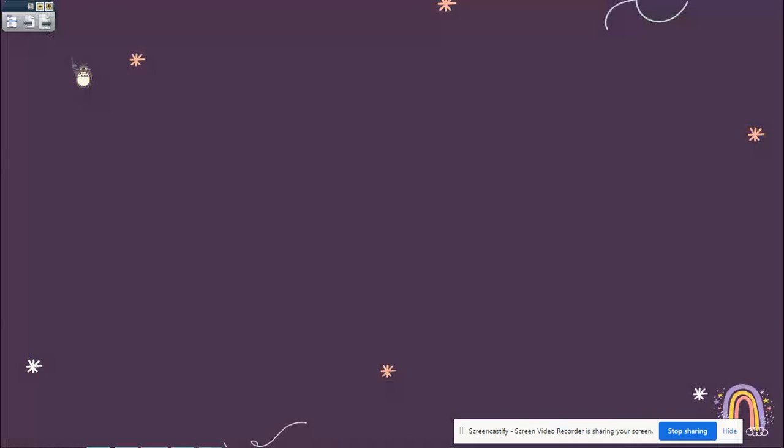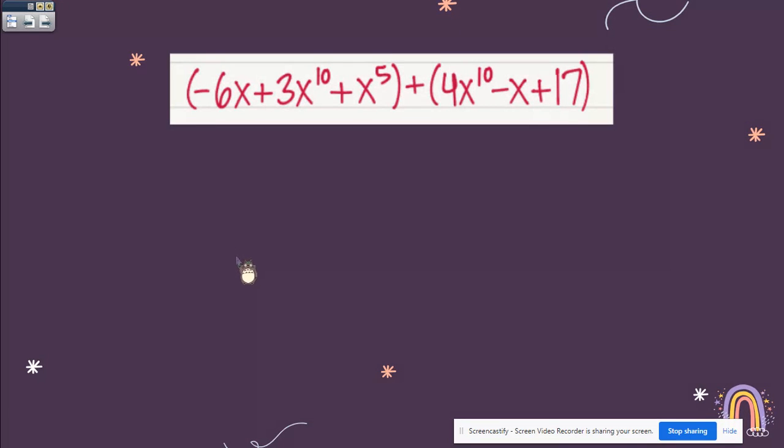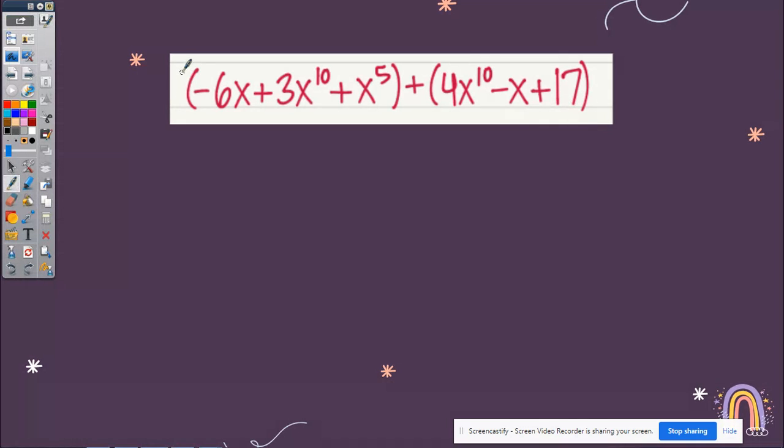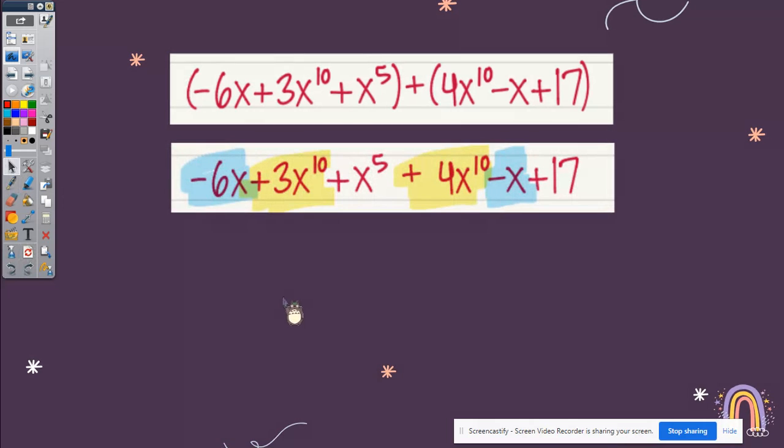All right, so now let's check another example. So here I am just adding the two polynomials. Don't forget, like I told you before, this is a positive 1. This is a positive 1. When you distribute on both sides, you can see that nothing's going to change because it's a positive 1. So I rewrote it without any parentheses, and I highlighted those terms that I can combine. Negative 6x and negative x. I can also combine positive 3x to the 10th power and positive 4x to the 10th power.